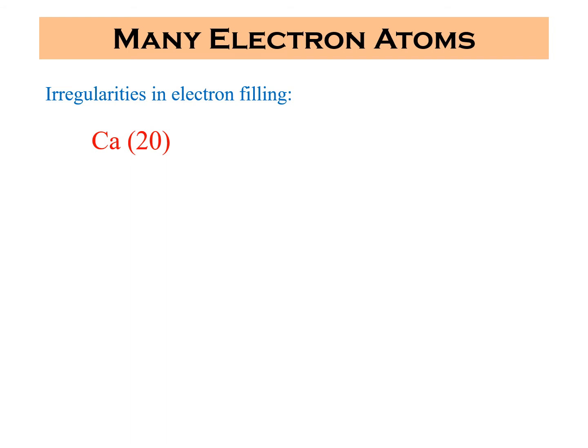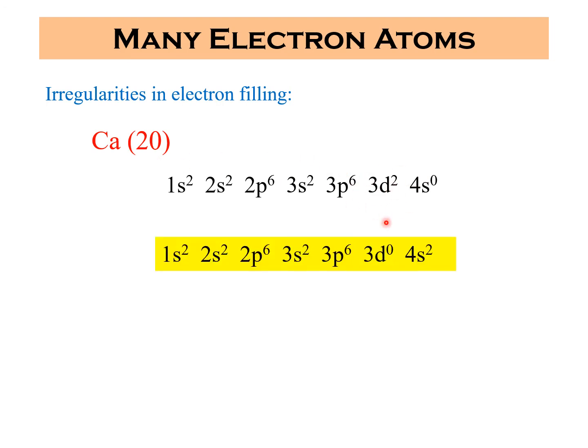If I find out the electronic structure of calcium, which has 20 electrons, the supposed electronic configuration is 1s2, 2s2, and once the second quantum number is filled, then the third. So the last two electrons would occupy the 3d orbital. However, the actual electronic configuration shows that it occupies the 4s rather than 3d.